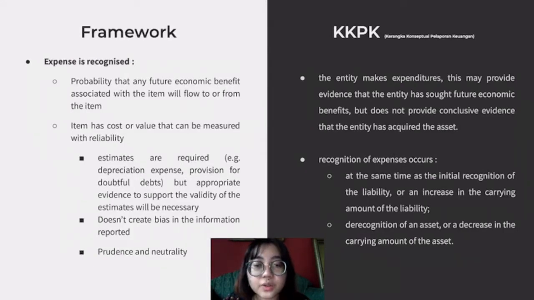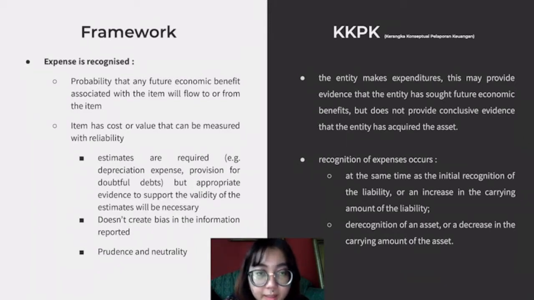It shouldn't also create bias in the information reported, and there should be prudence and neutrality. Here, prudence means the inclusion of a degree of caution in the exercise of judgments needed in making the estimates required under conditions of uncertainty, such that assets or income are not overstated and liabilities or expenses are not understated.